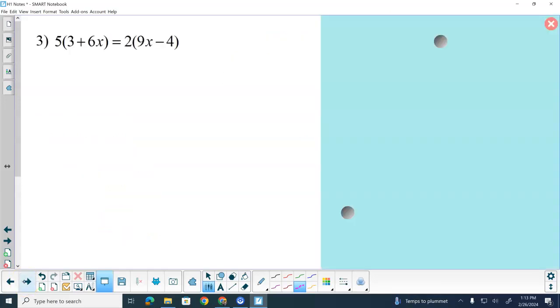You guys still have the 5 steps up at the top. Do I have distribution to do on this one? Yeah, I have 2 of them to do on this one. So I've got to distribute this 5 into there and into there. 5 times 3 is 15. 5 times 6x is 30x.